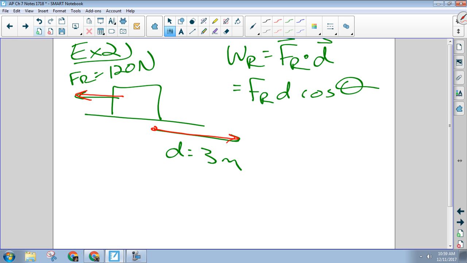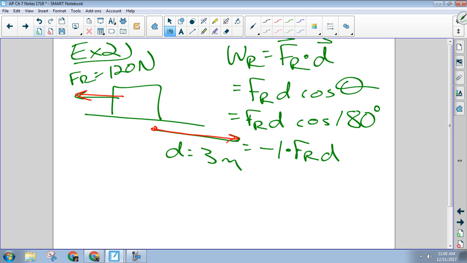Okay? So we're going to get the force of Roy times the displacement times the cosine of 180 degrees. What's the cosine of 180? Negative 1. So you get negative 1 times the force of Roy times the displacement. Oh shoot, I changed my force to 120. That was a mistake. I wanted that to still be 40. Whatever, you can leave it at 120 if you want.